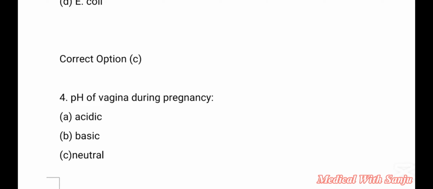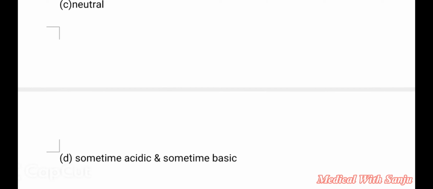Question number 4. pH of vagina during pregnancy. Option A acidic, option B basic, option C neutral, and option D sometimes acidic and sometimes basic.